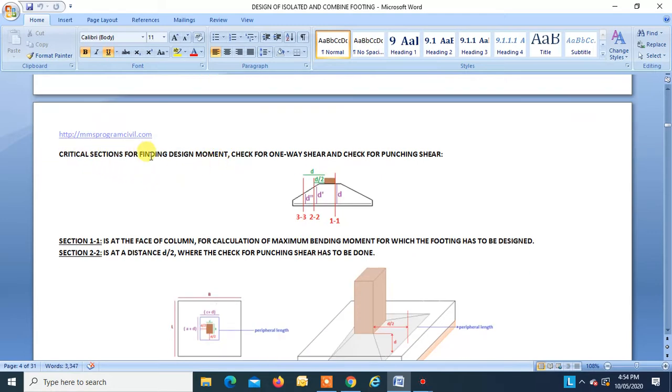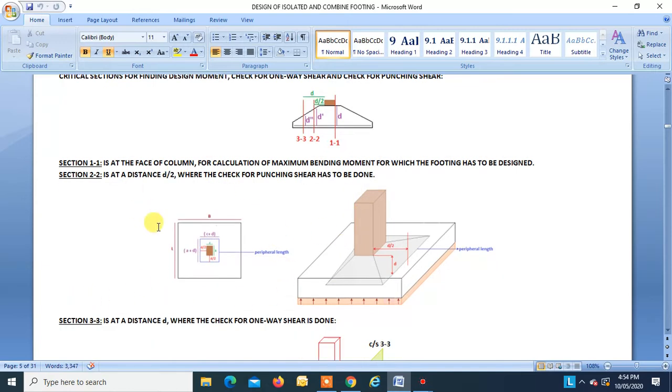Critical section for finding design moment, check for one-way shear and check for punching shear. So this is the section 1-1 at the face of the column, for calculation of maximum bending moment for which the footing has to be designed. This is the second section, Section 2-2, at a distance d by 2 from the face of the column, where the check for punching shear has to be done.